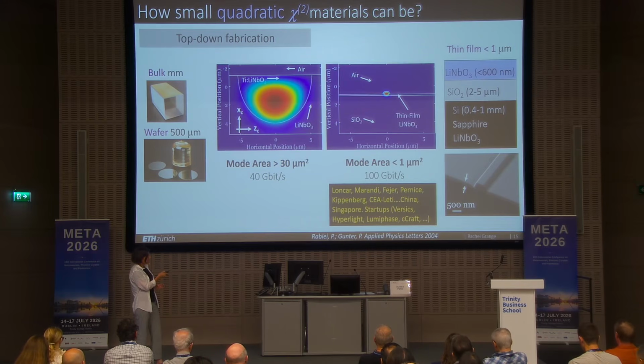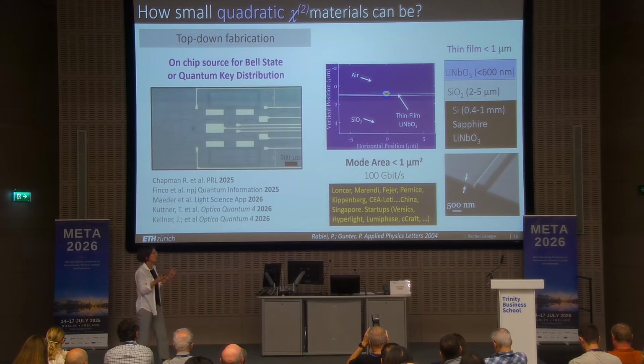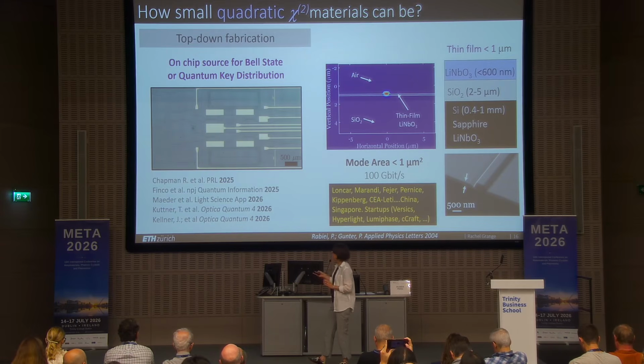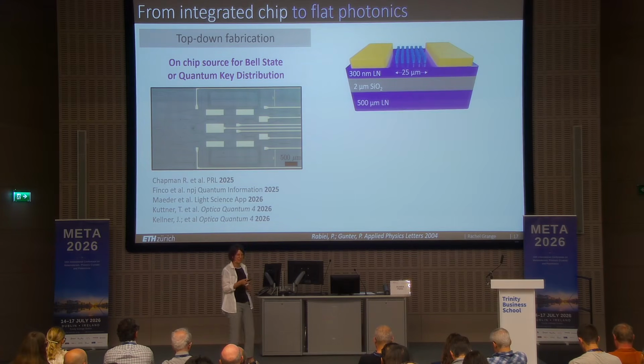And this field has really boomed lately, where we are now doing all kinds of on-chip sources for Bell state. And here, the entangled photon generation is really on-chip through the PPLN, for instance. And you can do, for instance, quantum key distribution on-chip as well. But this is not the type of topic I want to talk about, right?